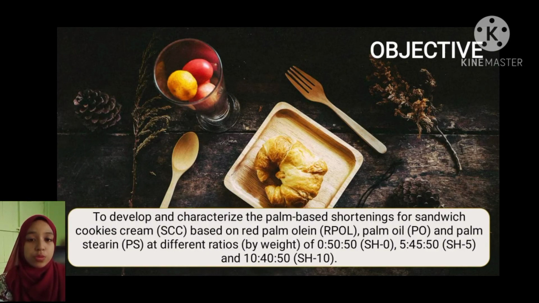Now I would like to continue my presentation with the main objective of my project, which is to develop and characterize palm-based shortening for sandwich cookies cream based on red palm olein, palm oil, and palm stearin at different ratios by weight, as shown on the screen, the ratios used in my project.